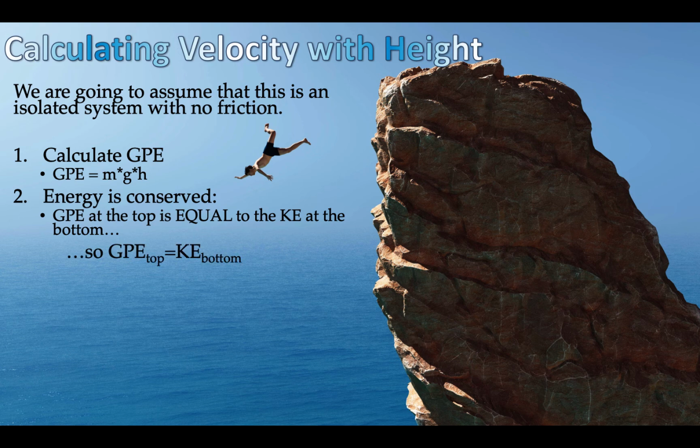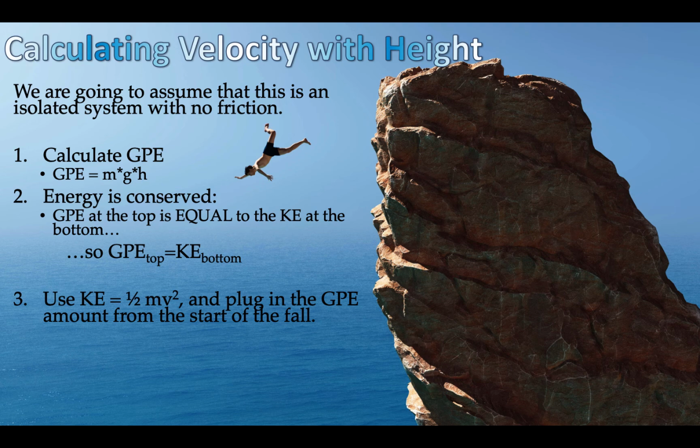So GPE top is equal to KE bottom. We know this because if energy is conserved and there is no friction, then there's only going to be potential energy and kinetic energy. And so all of the potential energy at the top will get converted into kinetic energy by the time the object reaches the bottom of the path.